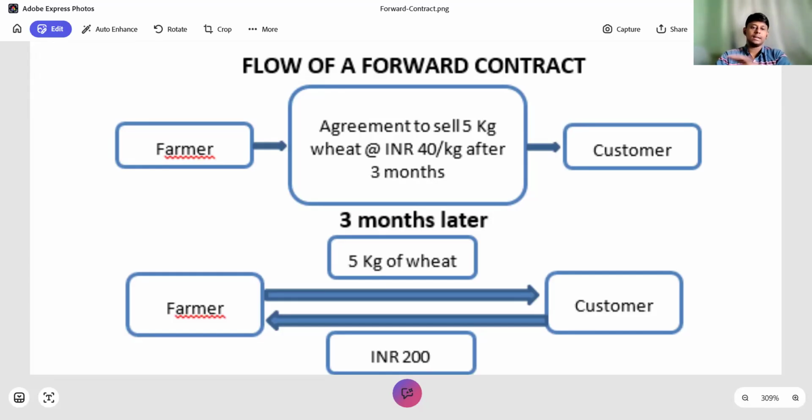Let's quickly end this. A forward contract is a private agreement between two parties to buy or sell an asset at a price fixed today for delivery on a future date. It is traded in the OTC market. It offers flexibility and customization and helps businesses manage price risk, but also carries counterparty risk because there is no exchange guaranteeing the contract. I hope you understood the concepts.